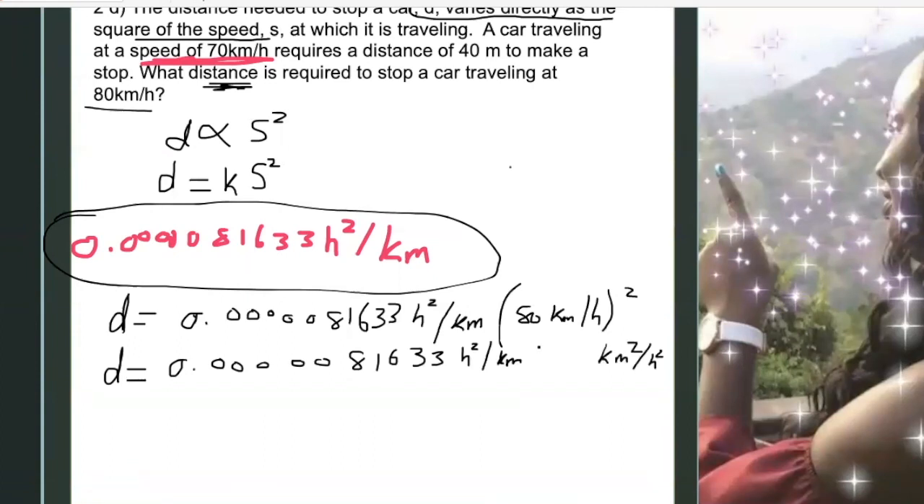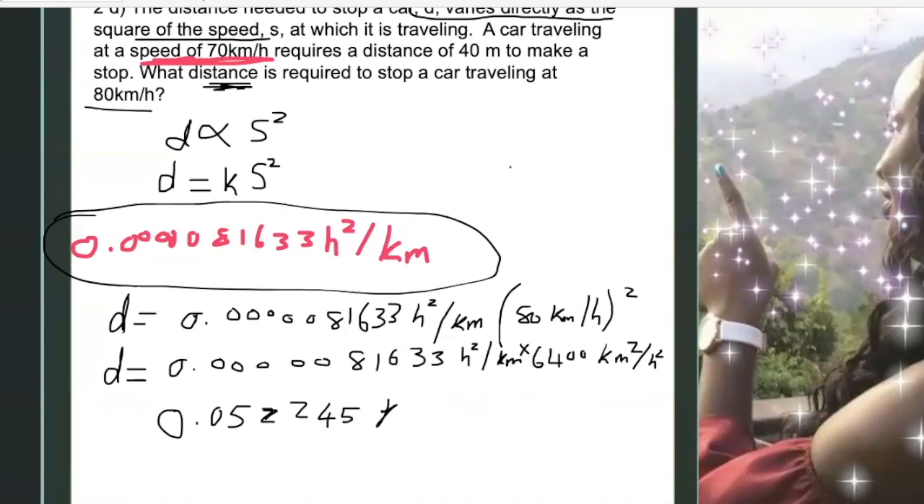So 80 squared will give us 6,400, and we're multiplying this. So multiplying 6,400 by 0.00000, so it's 508163, that will give us 0.50522, and I'm going to leave it as 45. Not going to do it to all decimal places.